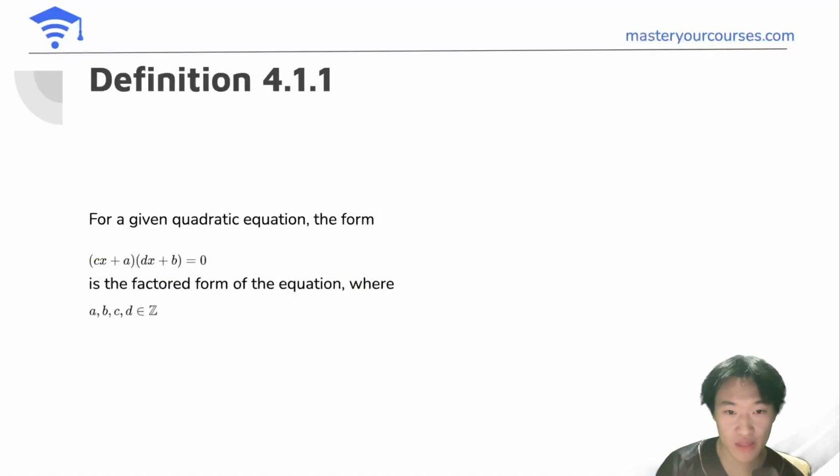So, for a given quadratic equation, the form (cx + a)(dx + b) = 0 is the factored form of the equation, where c, a, d, b are all coefficients, or just constants, and they are just integers. So, if you recall back to the definition of linear equations, we had something like ax + b.